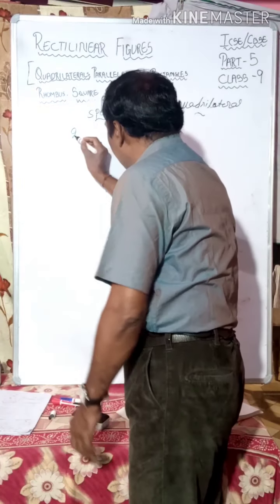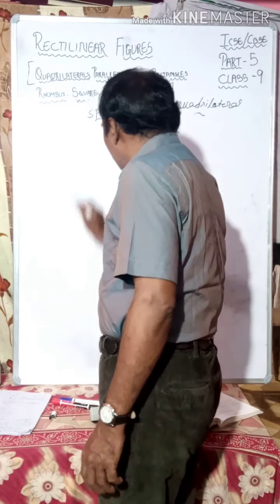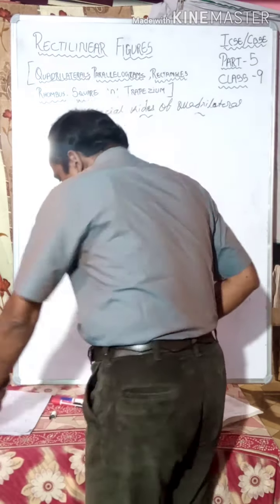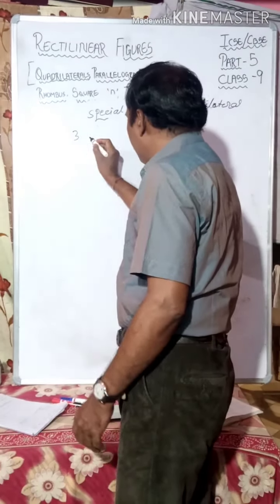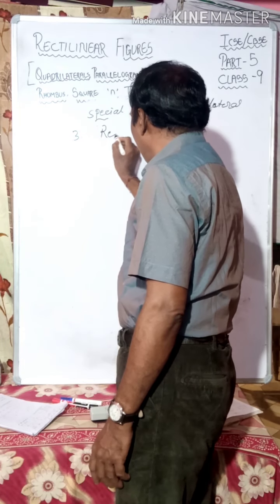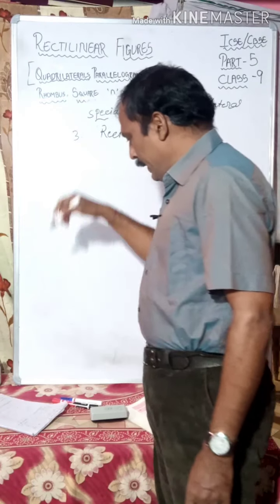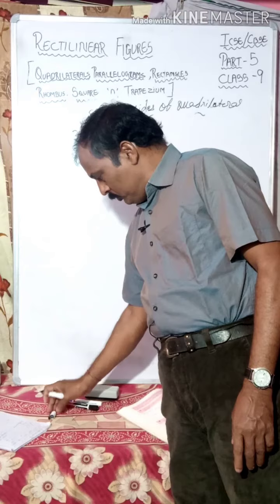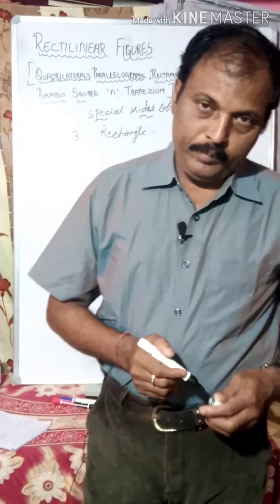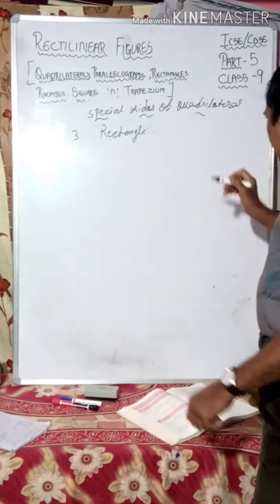Then next, quadrilateral is a rectangle. Number 3, a rectangle. What is a rectangle? Rectangle is a parallelogram. Now this is the rectangle.